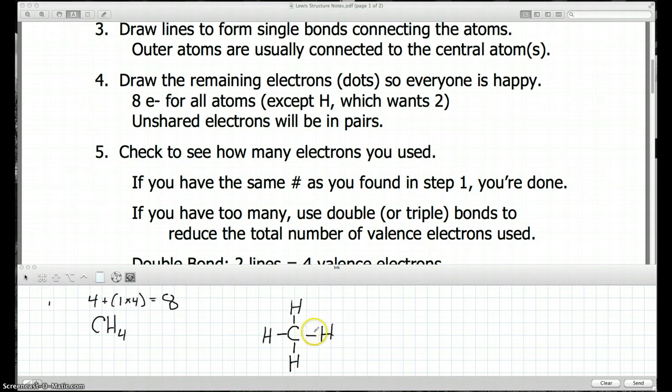It's the exception. And the line equals 2. So this hydrogen's happy with its 2. Same here, same here, same here. So everybody is happy. The next step is step 5.